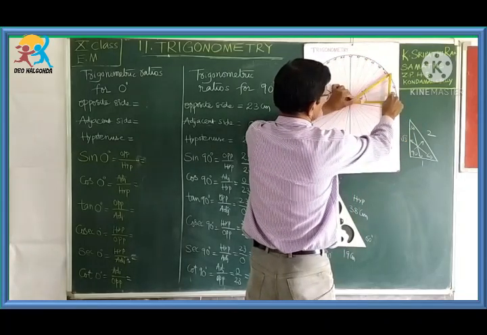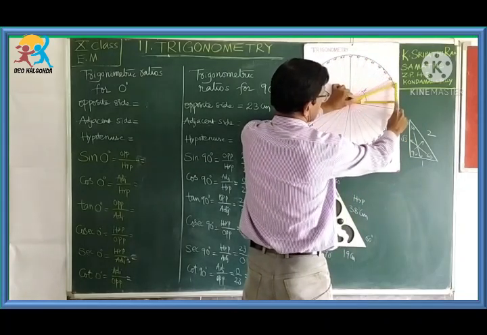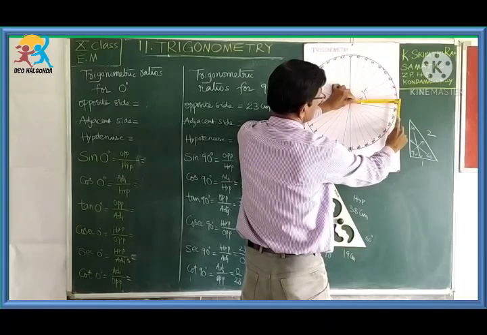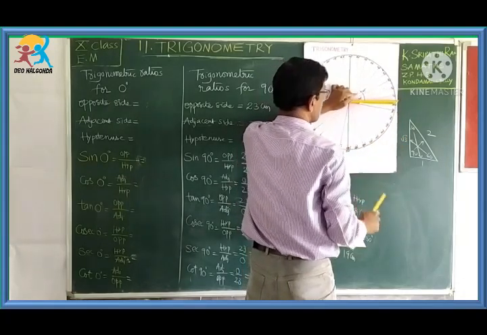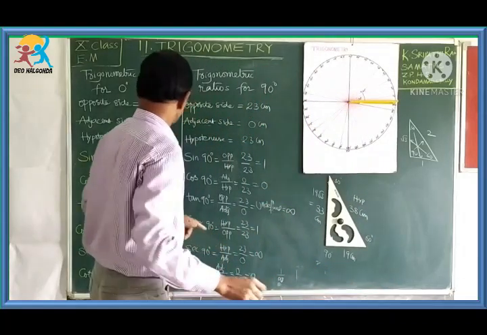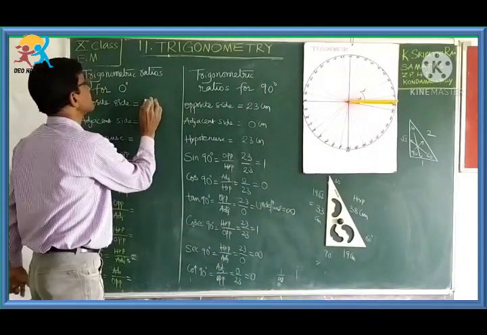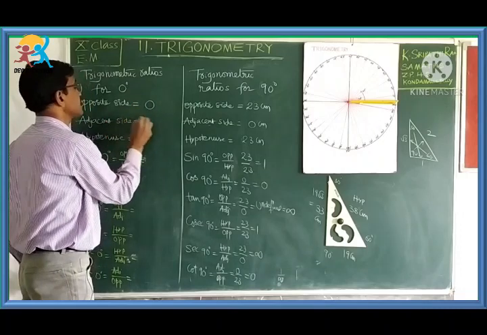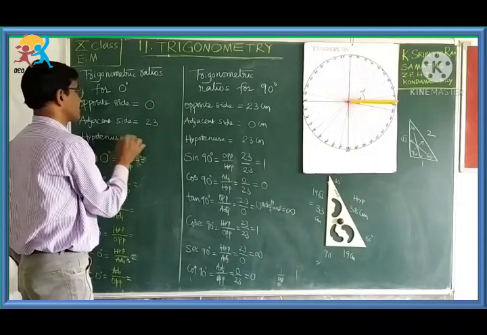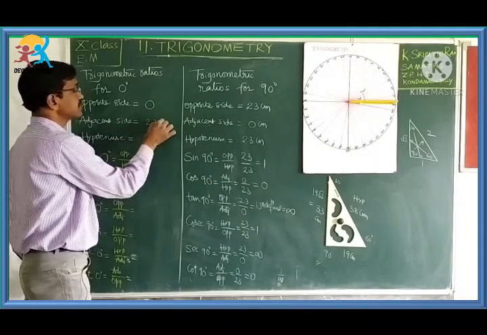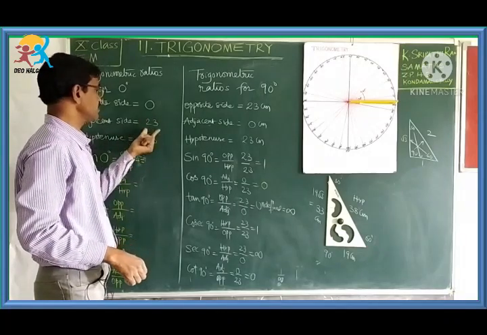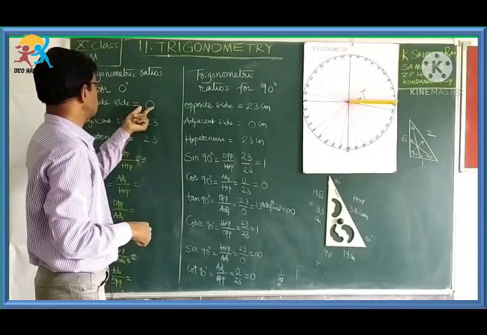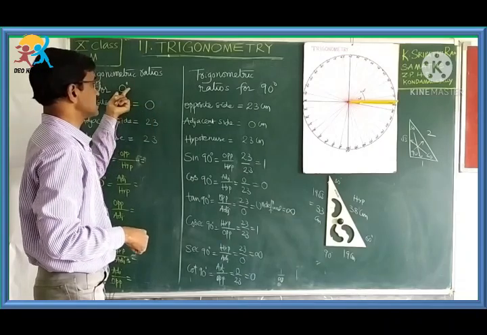See here, the opposite side decreases slowly, then becomes 0, and the adjacent side and hypotenuse become equal when the angle is 0 degrees. So when the angle is 0 degrees, the opposite side is 0 and the adjacent side and hypotenuse are equal. Whatever the adjacent side is, the hypotenuse will be the same. If you take 20, it will be 20. If you take 100, it will be 100. So the opposite side becomes 0 when the angle is 0 degrees.